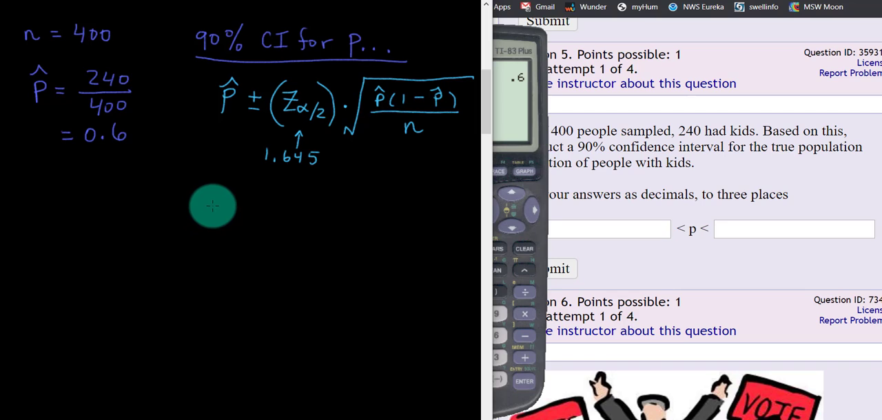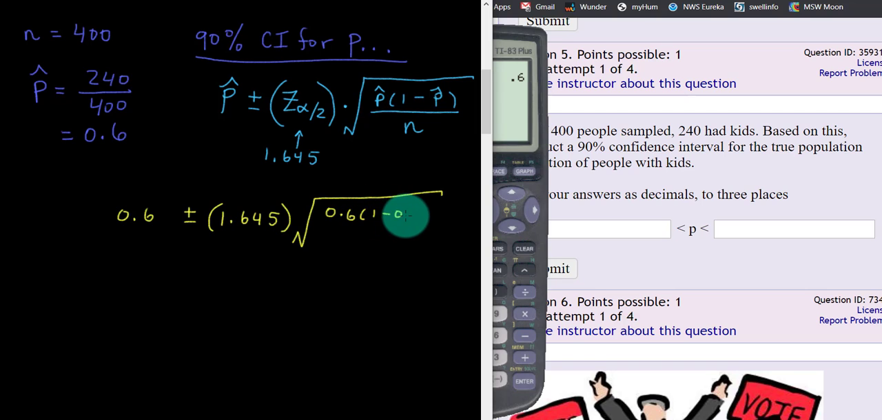Let's fill in our formula with all the values that we have ready now. P hat, 0.6. Add, subtract, 1.645 times a big square root, 0.6 times 1 minus 0.6 over n. N was 400. Okay, let's go get our calculator, or I'm going to do the square root component first.